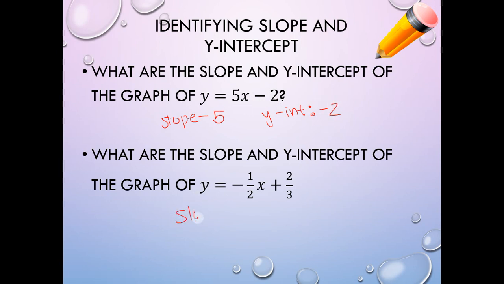Let's try this one. Slope, y-intercept. My slope is whatever is in front of the x, negative 1/2. And my y-intercept is the number that's alone, 2/3. Those should be exceptionally easy for you guys.